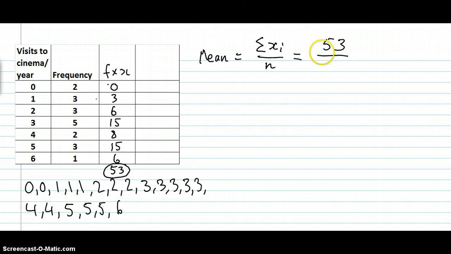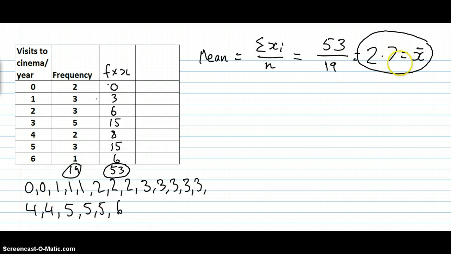So we can put that over here in our equation to find the mean. 53 is the sum of all the x values. And then I've got to put in the number of scores. Now this table also helps me to find the number of scores very quickly. It's just adding up all the frequencies. Each frequency represents a score, so there's 2 scores here, 3 scores here, and so on. So I could count up all these numbers, or it's probably easier to add these ones up. So 2 and 3 is 5, 8, 13, 15, and 3 and 1 is 19. So 53 divided by 19, put it in, and we've got 2.7 equals the mean. I've written mean as x bar here.